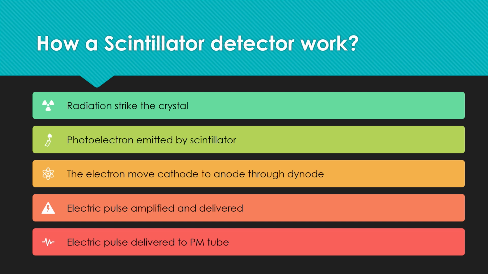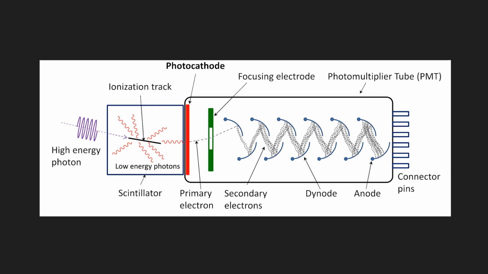The radiation strikes the crystal. The photoelectron will be emitted by the scintillator. The electron moves from the cathode to the anode through the dynodes. The electron pulse is amplified and delivered. Finally, the electric pulse will be delivered to the PM tube. I'm going to talk about how it works in detail.